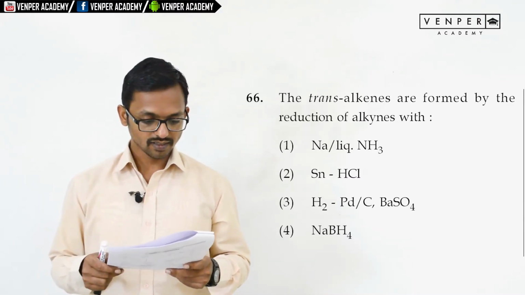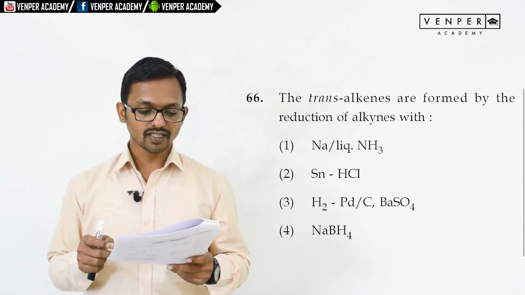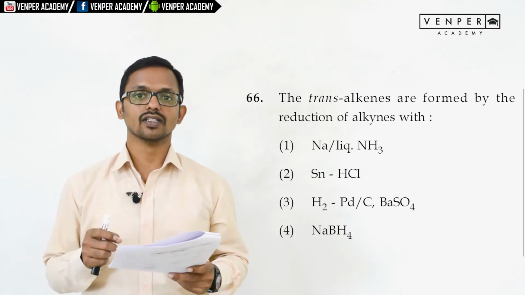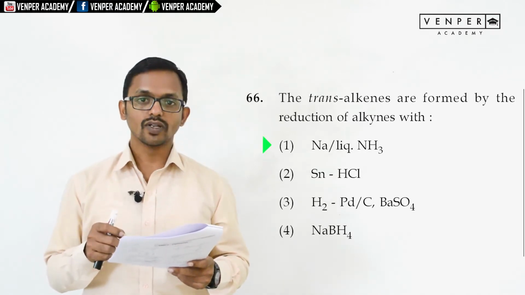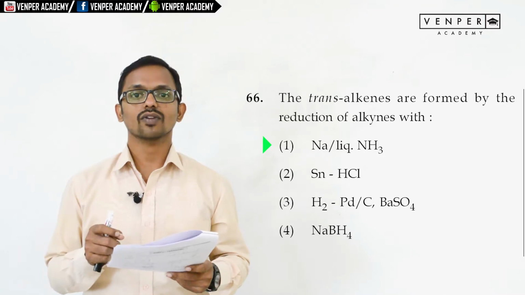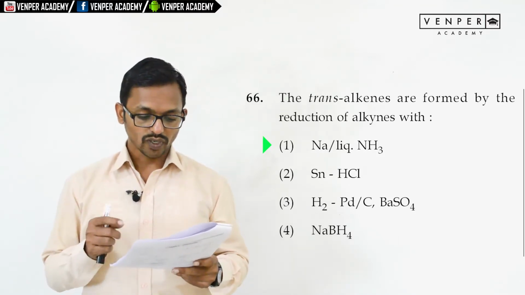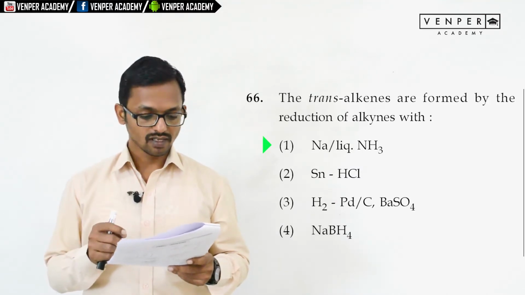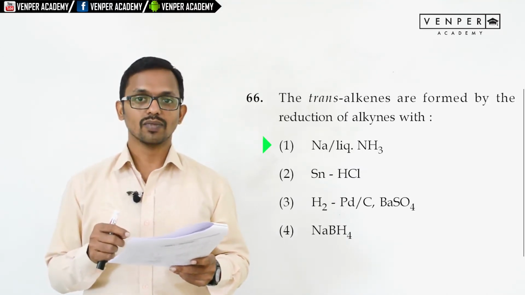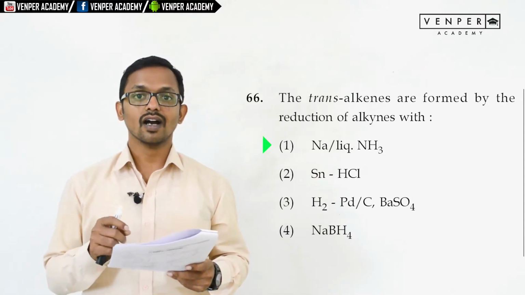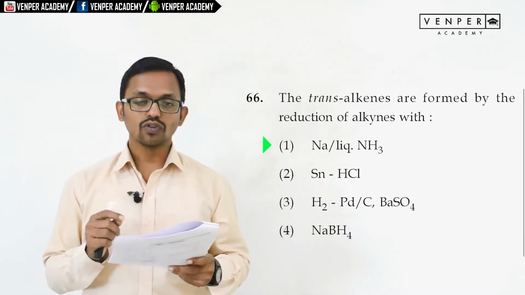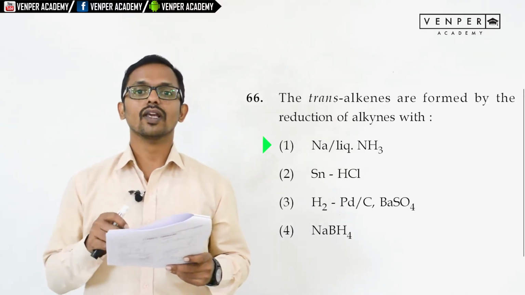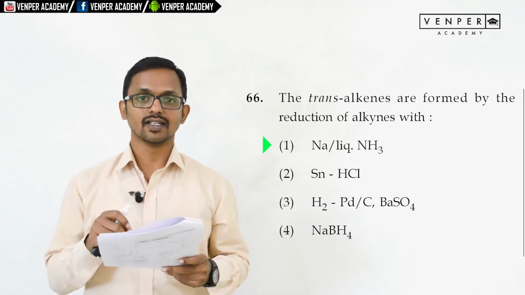Question number 66. The trans alkenes are formed by the reduction of alkynes with. In the given 4 options, option 1 is correct because sodium in liquid NH3 gives trans alkenes from alkynes, whereas Sn/HCl gives alkanes from alkynes, and H2 with palladium on carbon barium sulfate gives cis alkenes from alkynes, and the fourth one cannot reduce alkynes. So in the given 4 options, sodium in liquid NH3 gives trans alkene, so it is the correct answer.